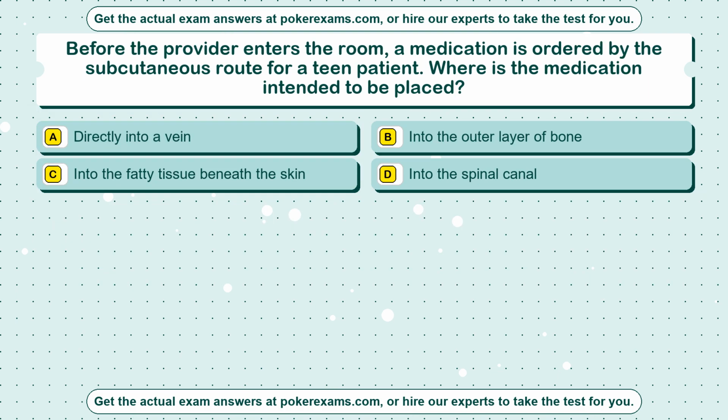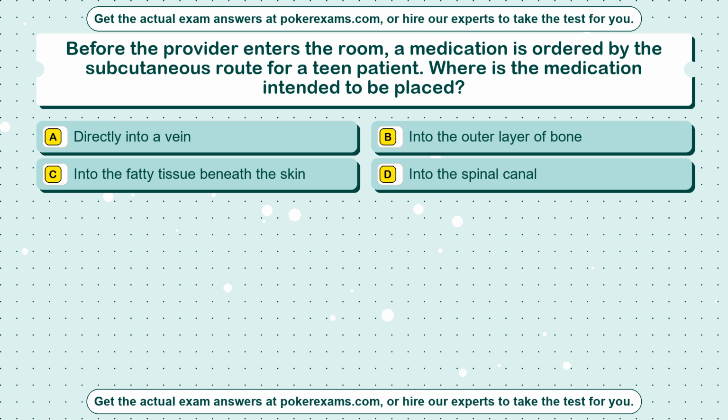Question 78. Before the provider enters the room, a medication is ordered by the subcutaneous route for a teen patient. Where is the medication intended to be placed? Option A. Directly into a vein. Option B. Into the outer layer of bone. Option C. Into the fatty tissue beneath the skin.